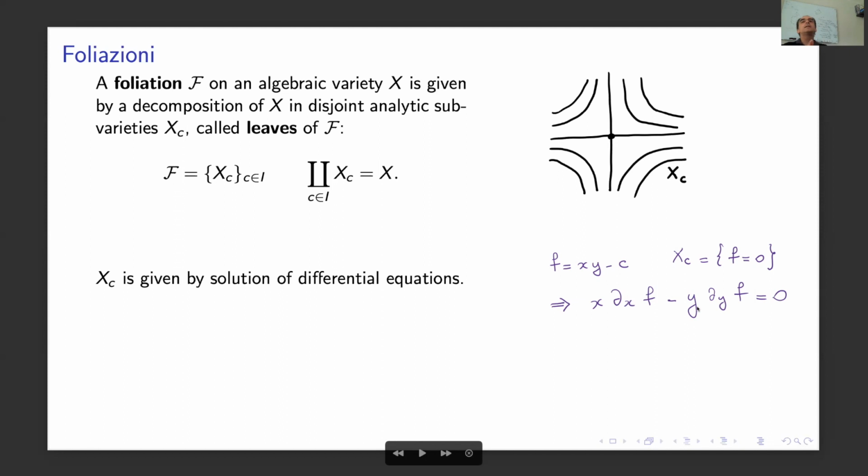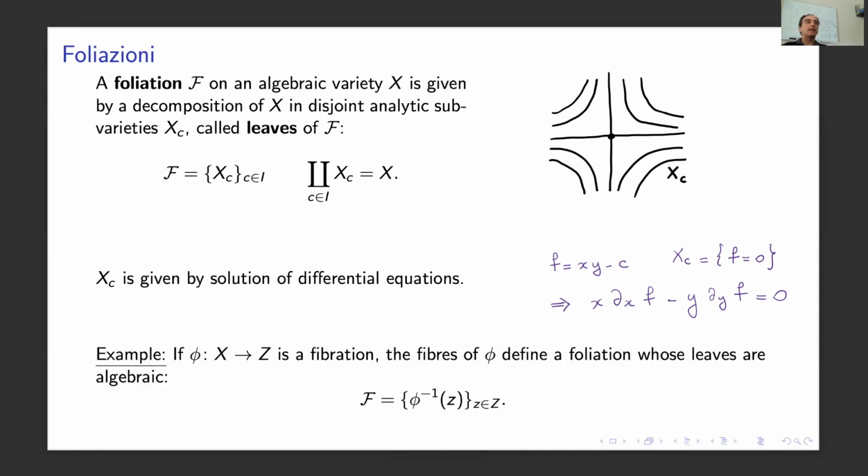Okay, so this is more or less what a foliation is. It's possible to give a more precise definition, as a subsheaf of the tangent bundle of X, or the tangent sheaf if X is singular, but I prefer not to give too many technical details.